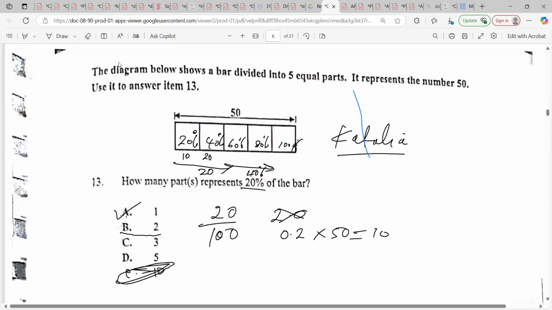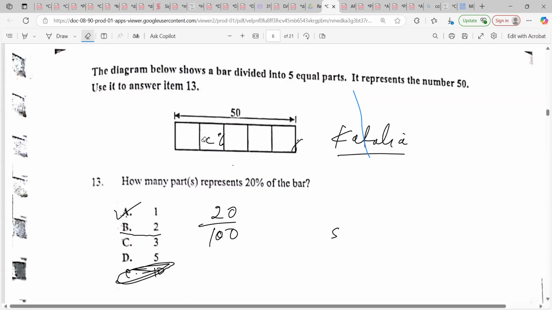All right, hold on, let's slow down. The whole is 50, but they say how many parts represent 20%? You see that? So if 5 represent 50, how many would represent 20%? Let me show you that it cannot be two. If two represent 20%, remember the 50.